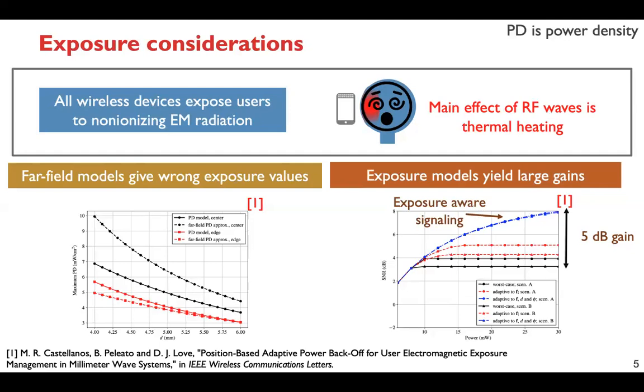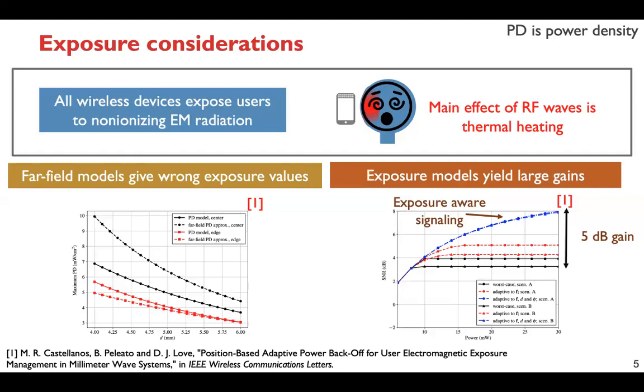Another scenario that might be relevant for characterizing antennas in a more realistic fashion is when looking at exposure considerations. If we look at devices that are operating close to humans, all of these devices are exposing users to non-ionizing radiation. And the important issue here is that all devices are subject to regulatory constraints on how much radiation they expose users to. And this is because the effect of RF waves impinging on users is thermal heating, and we want to limit the thermal heating for safety reasons.